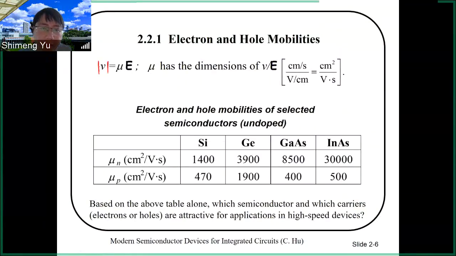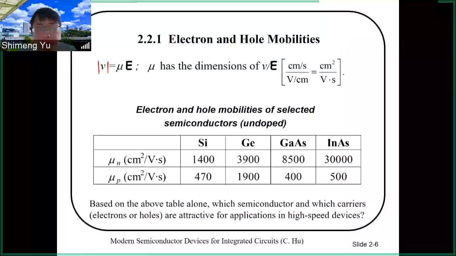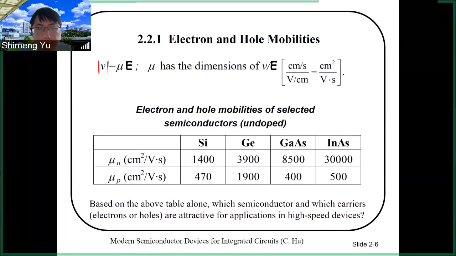And this mobility has this unit, centimeter square divided by volt and second. So this is the same as we see in lecture 2. So basically, mobility tells you how fast the electron or the hole can move under the electric field. And this table shows the representative semiconductors. In this case, it's the intrinsic semiconductors without doping, undoped. And we have mu n and mu p for electron and hole.